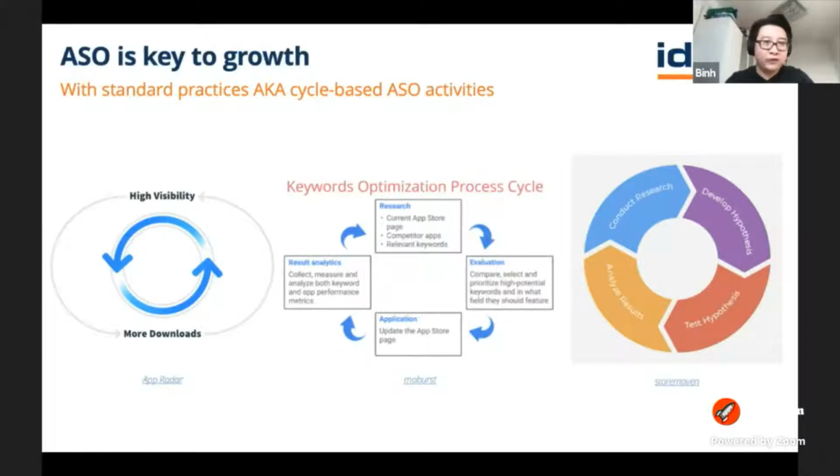And like many of you, we rely on the standard practices, aka the cycle-based ASO activities. For example, the cycles where we increase App Store visibility and then convert it into more organic downloads, or cycles where we research and handpick keywords, where we improve the keyword performance inside the App Store and Play Store over time, or the cycles where we conduct research and run A/B tests in order to document learnings and best practices to improve conversion rate over time.